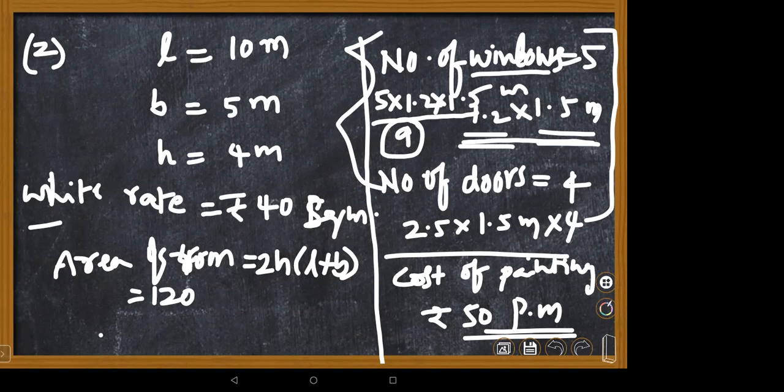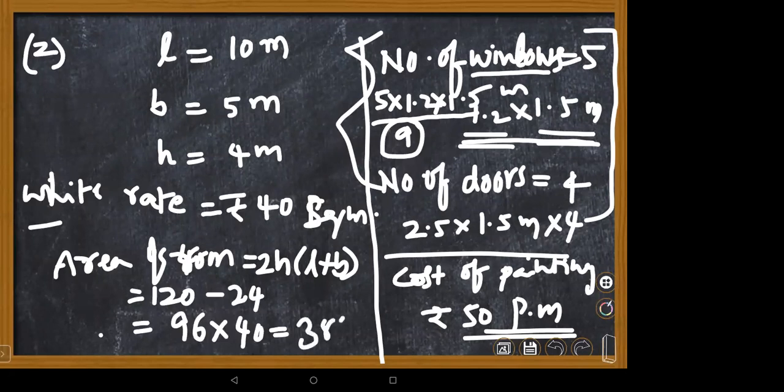15 plus 9, how much, children? 24. You need to subtract 24, and it is 96. 96 multiplied with, now you should substitute, 40. 3840. And there it was 24. 24 into 50, we will get 1200.